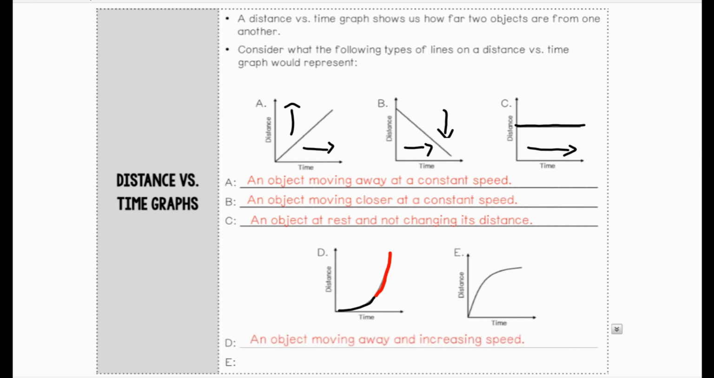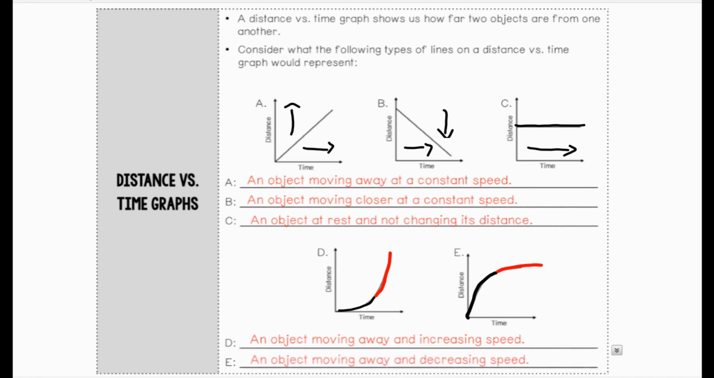And then E, notice here I have my time increasing very slowly and my distance is a large chunk, and then all of a sudden my distance levels out and then my time increases a lot. So this is an object moving away at a decreasing speed.